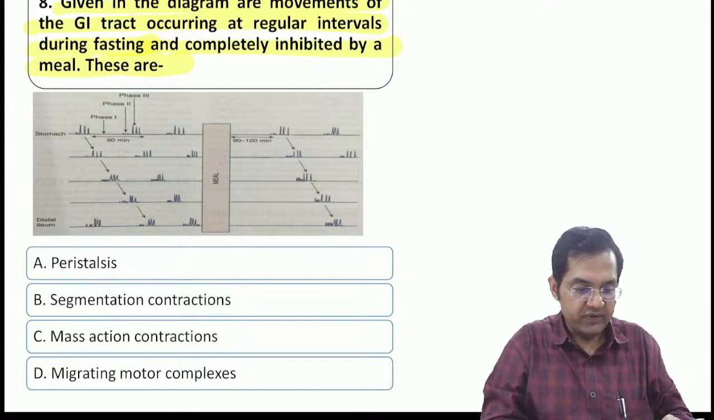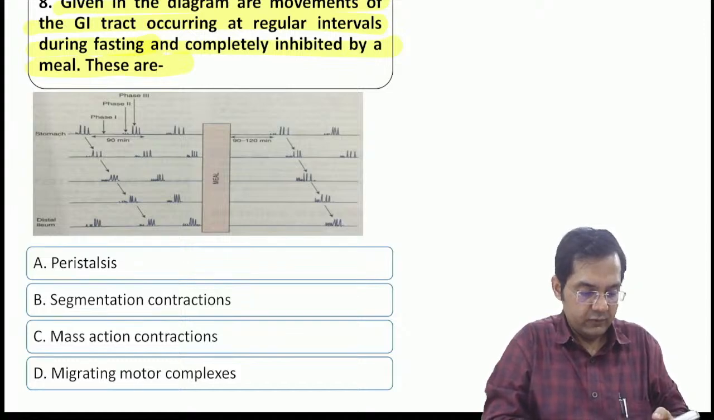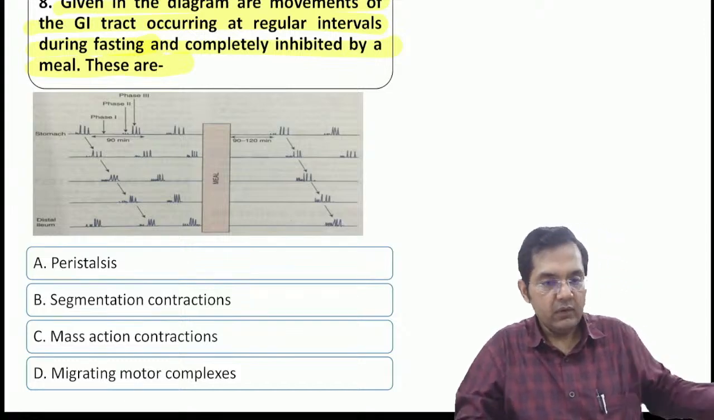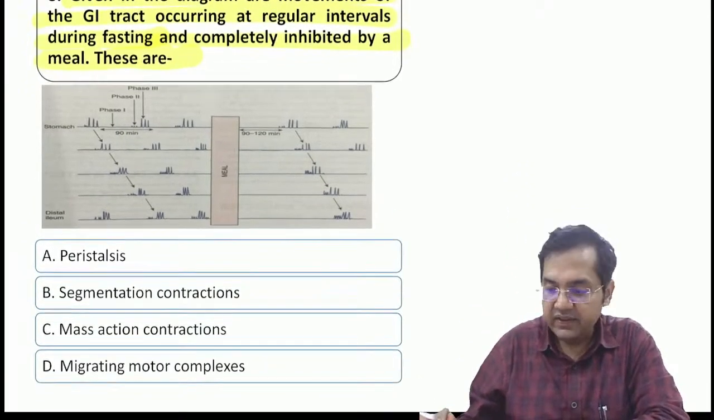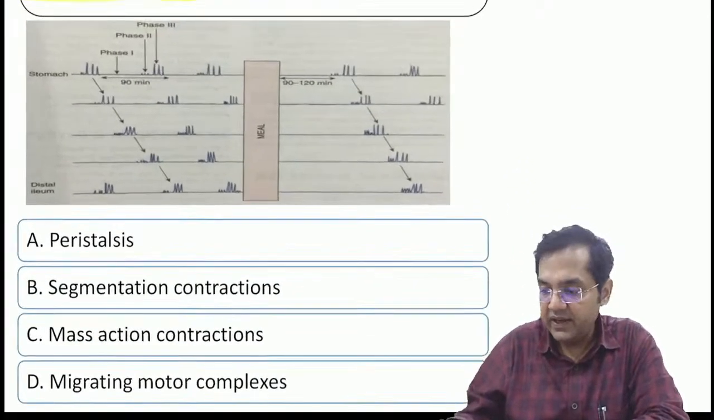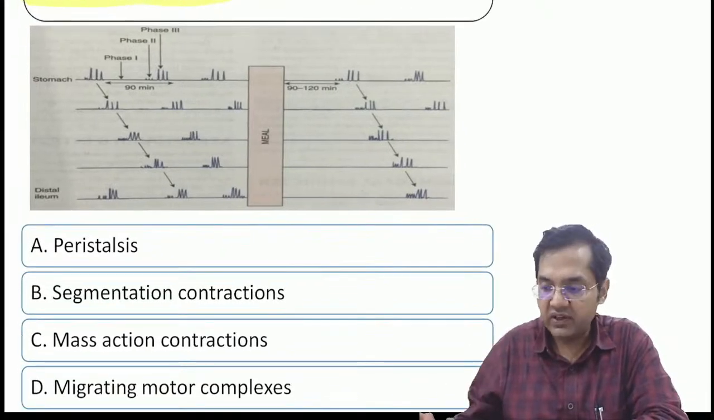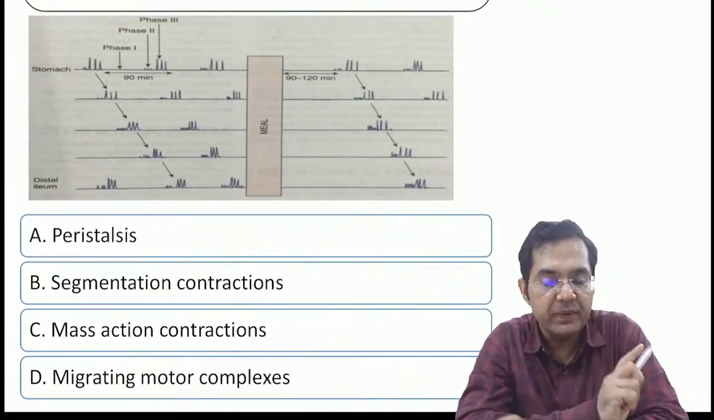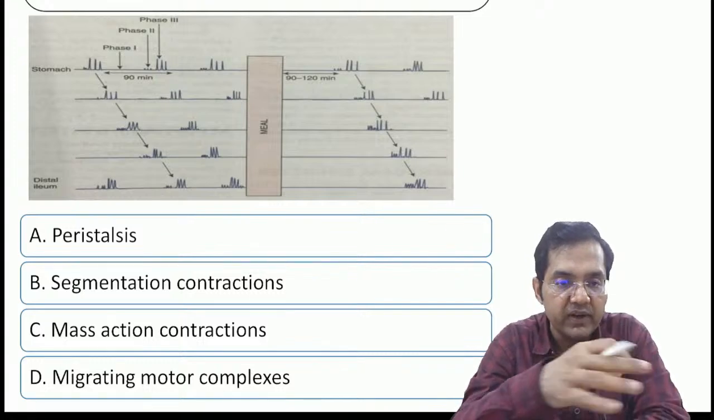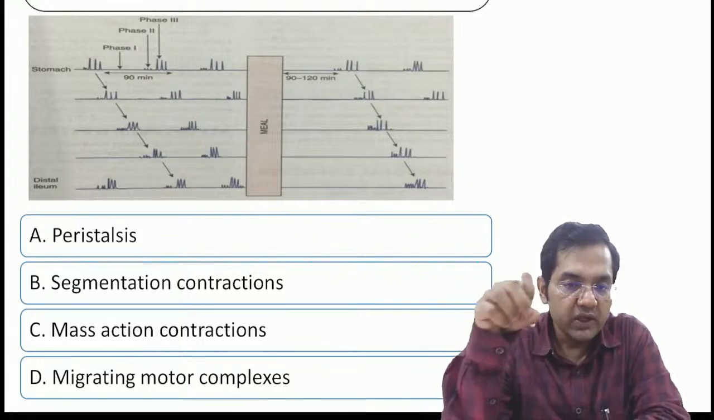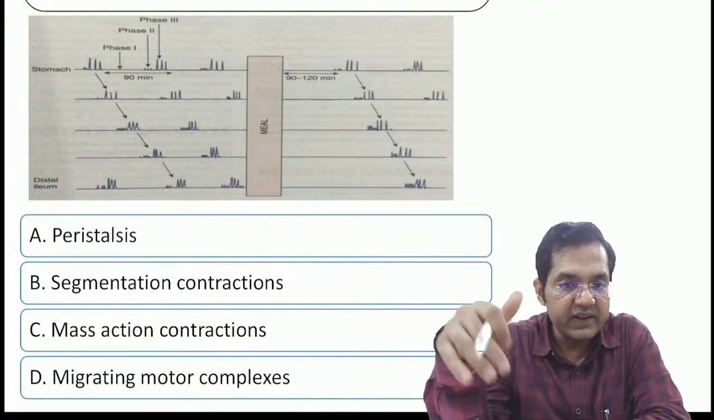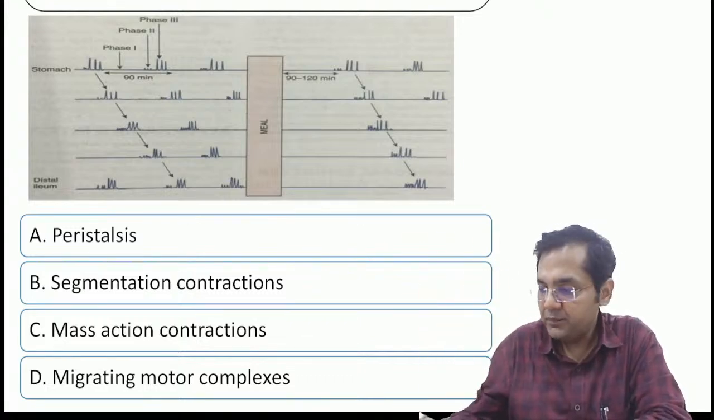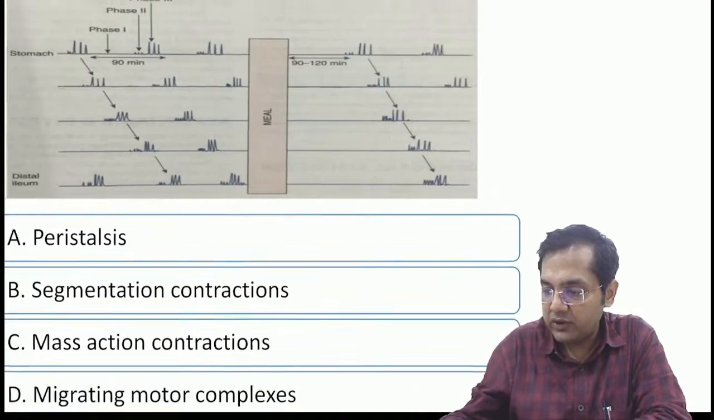So what we say here is, when I look at this figure, remember these contractions occur in the fasting state and they are completely inhibited by a meal. So let's zoom this picture. Let's see, is it peristalsis? No. Peristalsis, remember, is the forward propulsive movement of the food. The bolus is moving forwards from oral to caudal direction and it occurs after having a meal, right? So peristalsis is not the correct answer.